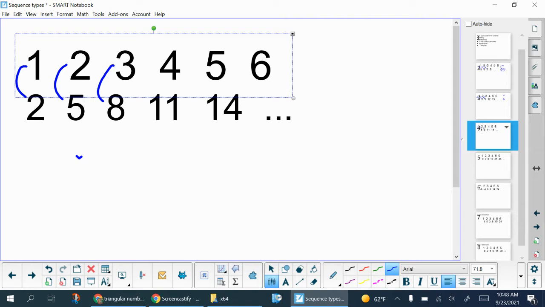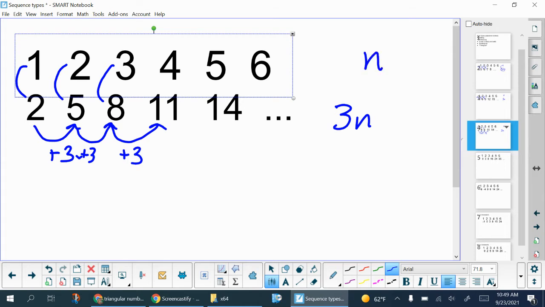The thing I'm looking at next is if I just look at these term to term to terms, I'm noticing that this is plus 3, plus 3, plus 3. That means that this is a linear expression. The first differences, like you learned about in algebra last year, are constant, which tells me that I'm going to end up, when I write my rule, with a 3n in there. If I'm adding the same number over and over again, that is the same as multiplying by that number.